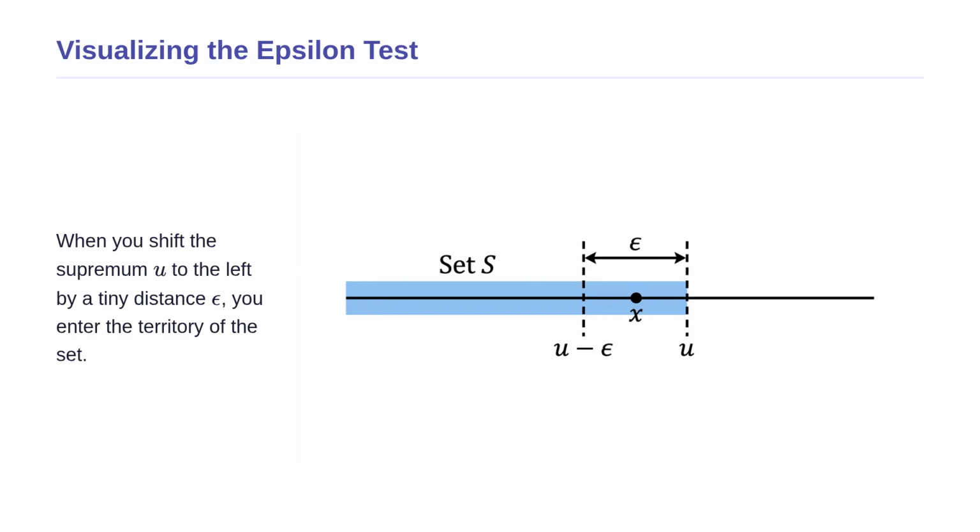To make this epsilon test perfectly clear, let us visualize it on a number line. On the right, you see our supremum, u, acting as the strict boundary for the set S. When we subtract epsilon, we shift that boundary slightly to the left, landing at u minus epsilon. Because we moved the ceiling down, we have now entered the territory of the set itself. The diagram shows an element x sitting comfortably between our new lowered boundary and the true supremum. This visually proves that the lowered boundary fails to contain the set.